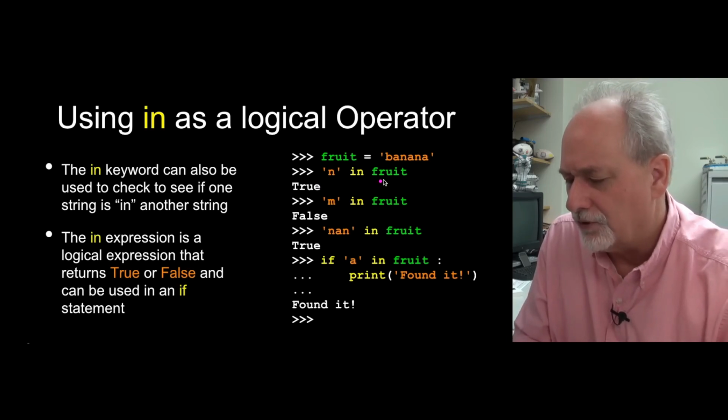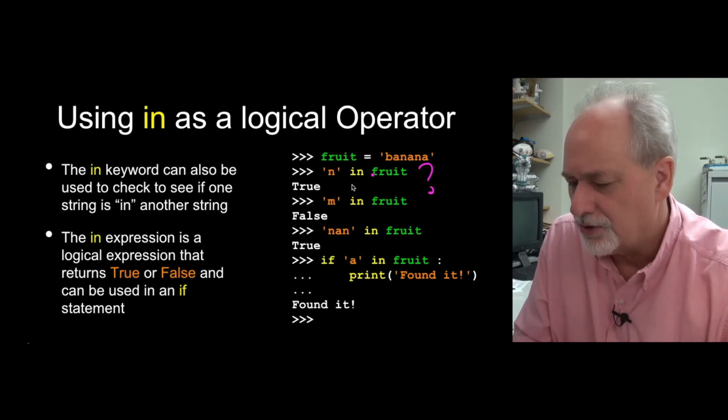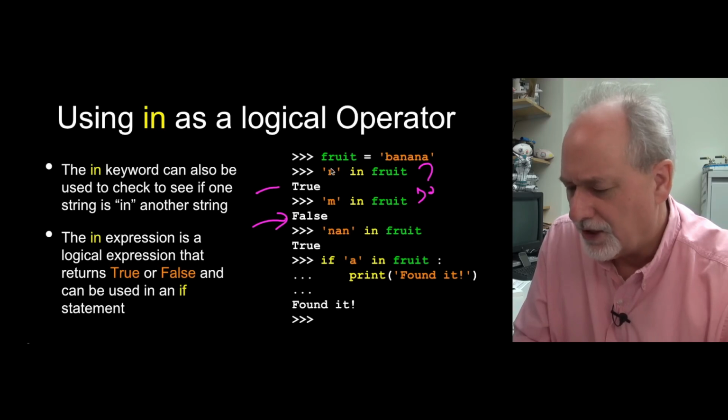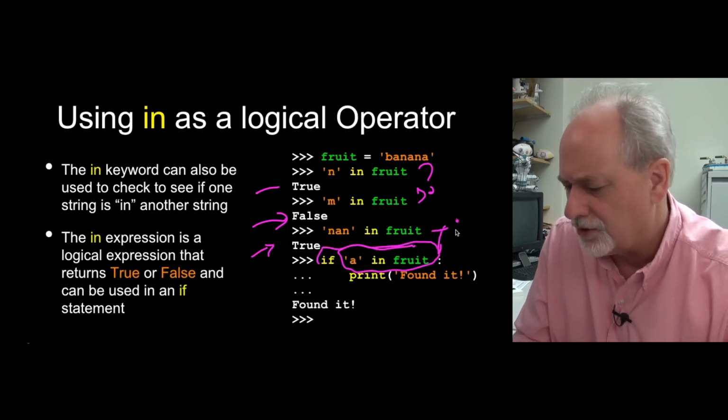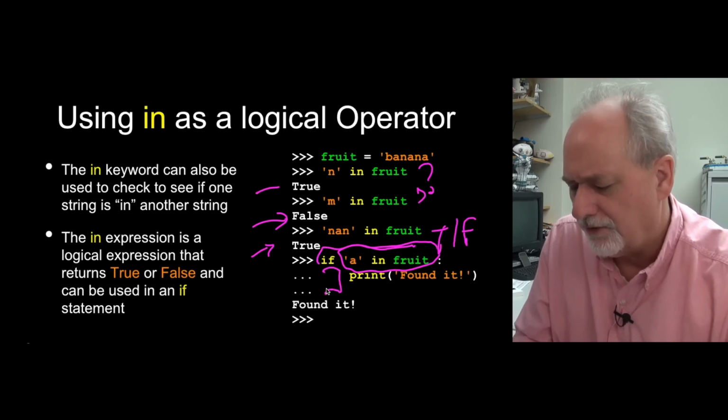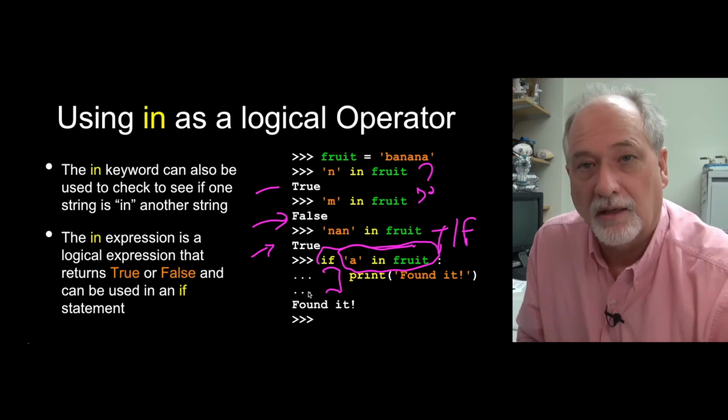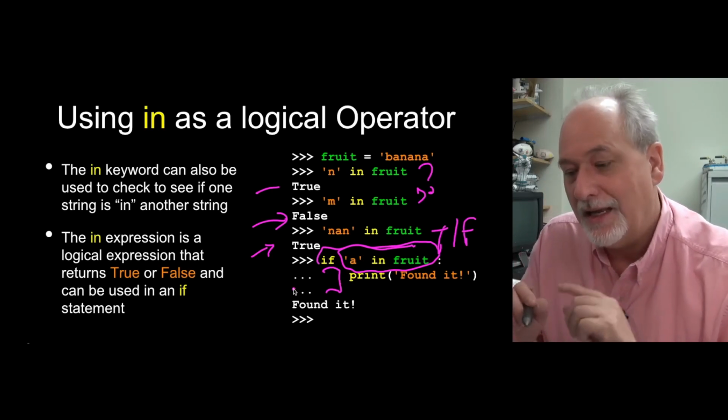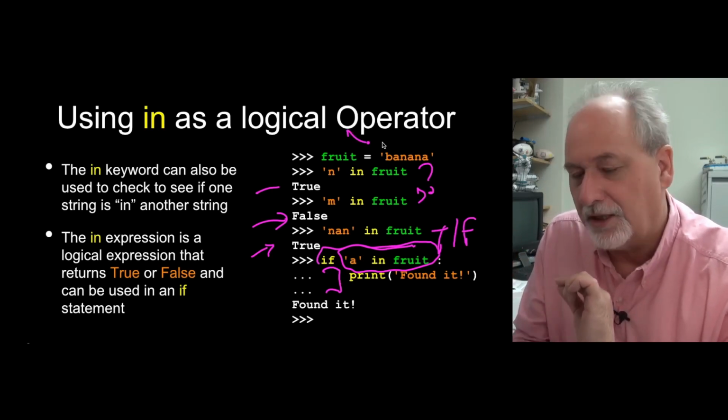Is n in fruit? That's a question, and the answer is true. Is m in fruit? No, that's the answer to the question. Is nan in fruit? It doesn't have to be a single character, it can be more than one character, and the answer is true. Then you say something like, if a in fruit, and this is the logical value that returns a true or a false. Yes, we found it, so that becomes true in this particular case, and it runs the little indented bit. So in is an operator in this particular situation.